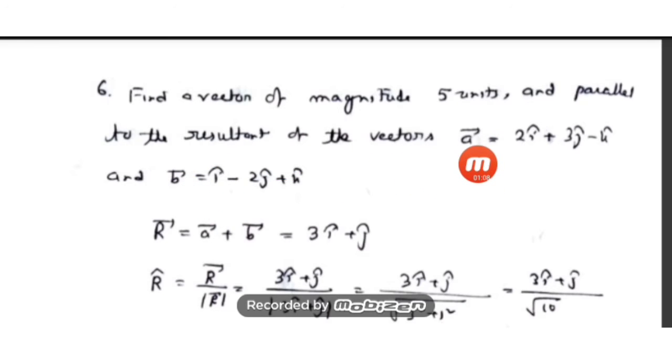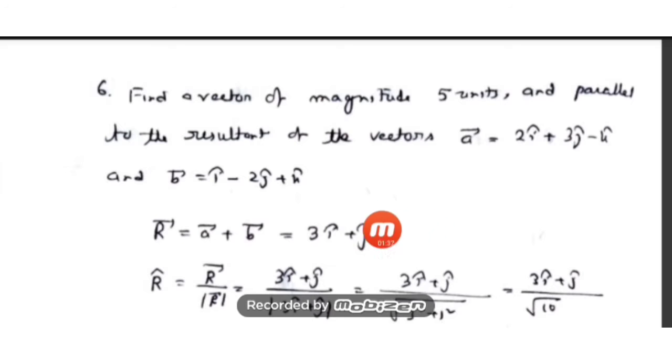So first I am going to find out the value of a bar plus b bar, which will be the resultant of a and b. So I have written here r bar be the resultant of a bar and b bar, and done the sum. So 2 i cap plus i cap give you 3 i cap. Then plus 3 j cap minus 2 k cap give you what? j cap. And minus k cap plus k cap give you 0 k cap.